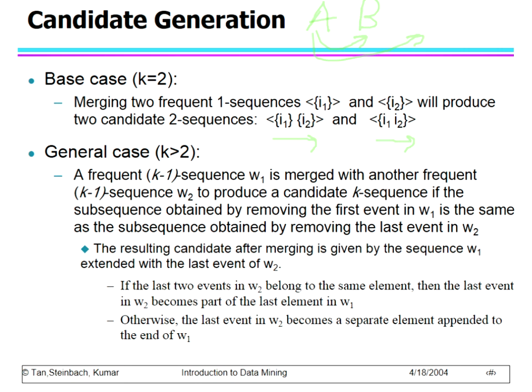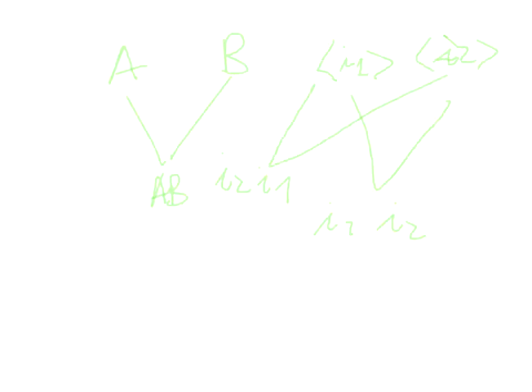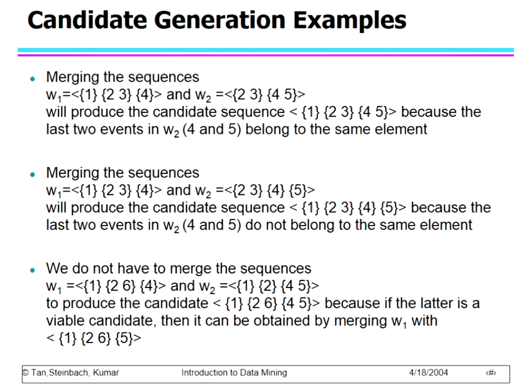After that, for a general case, k more than 2, a frequent k minus 1 sequence W1 is merged with another frequent k minus 1 sequence W2 to produce a candidate k sequence if the subsequence obtained by removing the first event in W1 is the same as the subsequence obtained by removing the last event in W2. The resulting candidate after merging is the sequence W1 extended with the last event of W2.